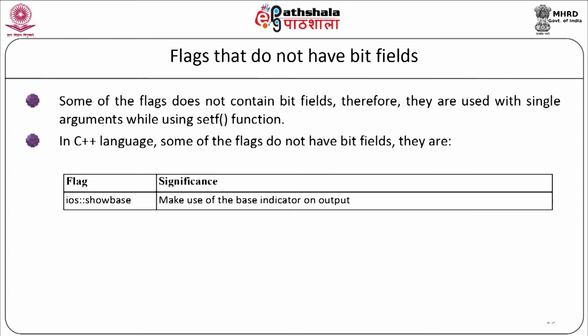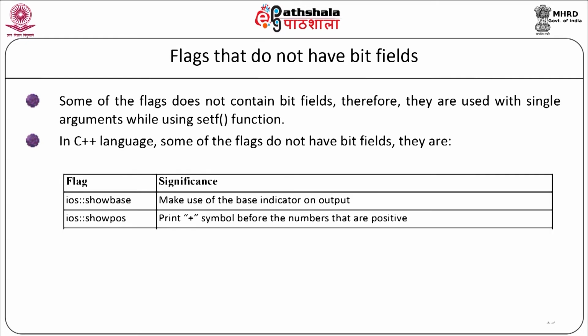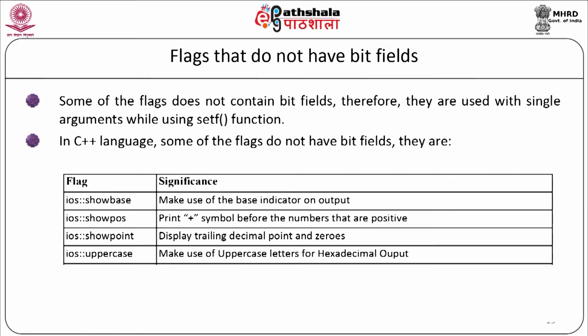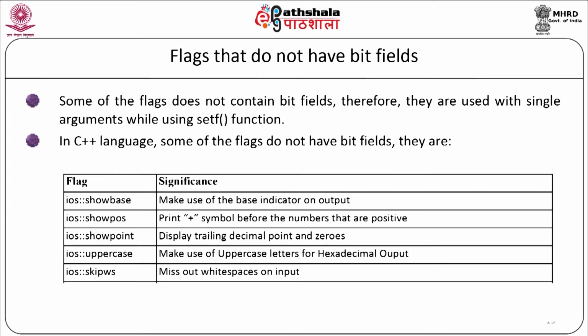The ios::showbase will make use of the base indicator on output. ios::showpos, that is position, will print plus symbol before the numbers that are positive. ios::showpoint will display trailing decimal point and zeros. ios::uppercase make use of uppercase letters for hexadecimal output. ios::skipws misses out white spaces on input.